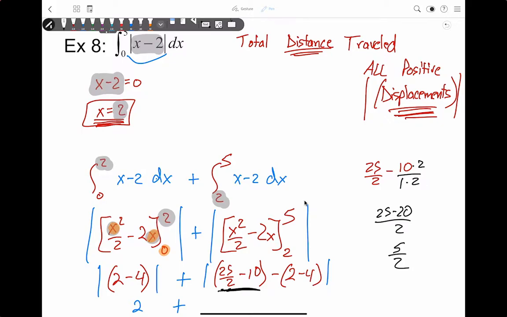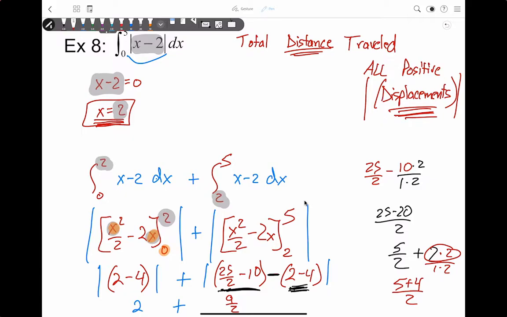So 5 halves is for this piece right here, and this right here is going to be a negative 2. We have to be careful with order of operations. 2 minus 4 is negative 2, and since I'm subtracting this negative 2, it's the same as adding 2 like this. Since I'm doing this by hand, I'm going to multiply by a form of 1 so that I get 4. So it's 5 plus 4 all over 2, and I would get 9 halves. I'm going to take the absolute value. Well, it's still going to be 9 halves. It doesn't say negative 9 halves. That's going to become 9 halves.